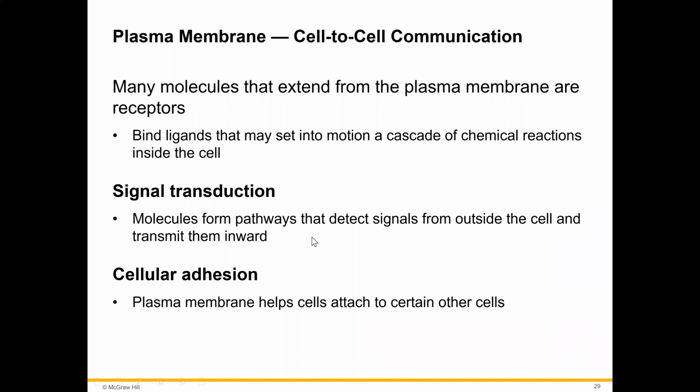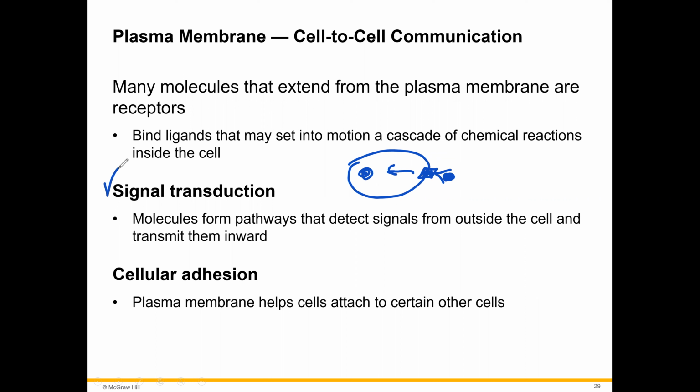Many molecules that extend from the plasma membrane are receptors, but they bind ligands that may set into motion a cascade of chemical reactions inside the cell. What it says here is that we have a cell and we might have a protein here, and the protein is a receptor. So another molecule can bind to this protein and cause some chemical reaction inside the cell. This is called signal transduction.